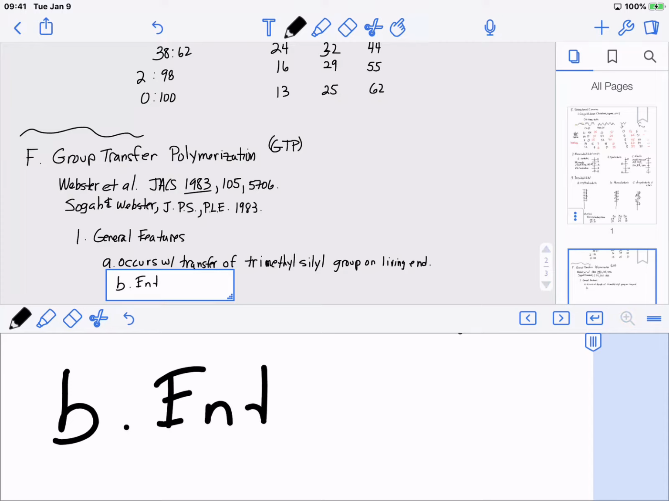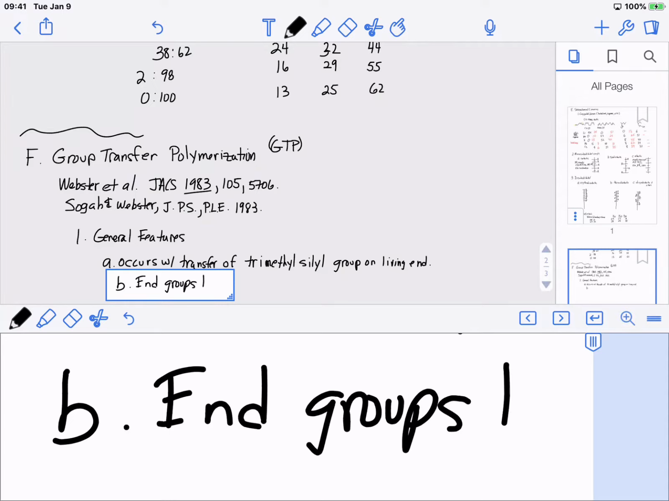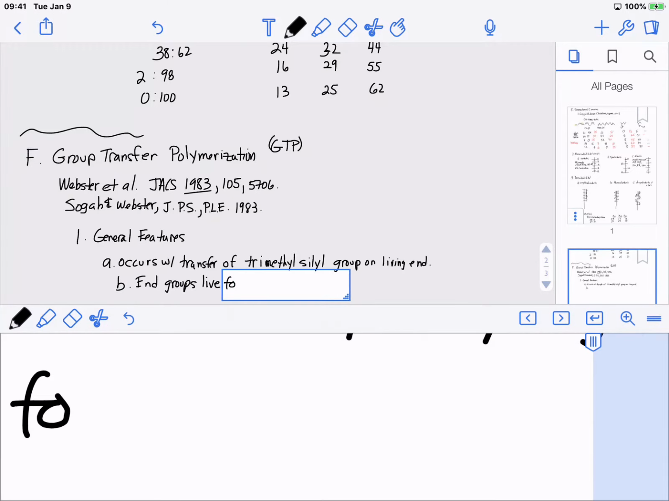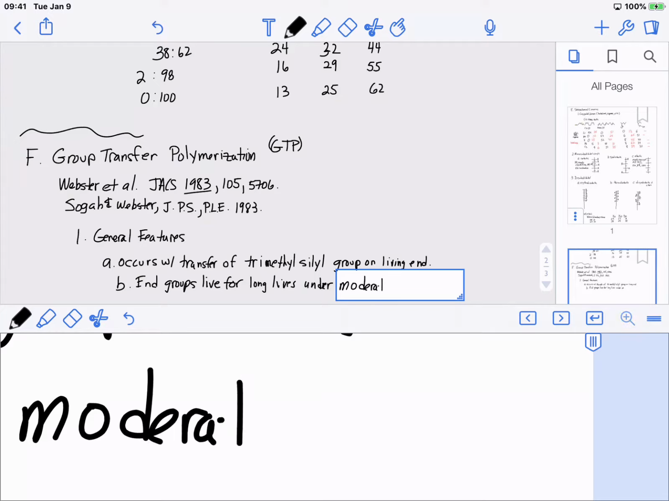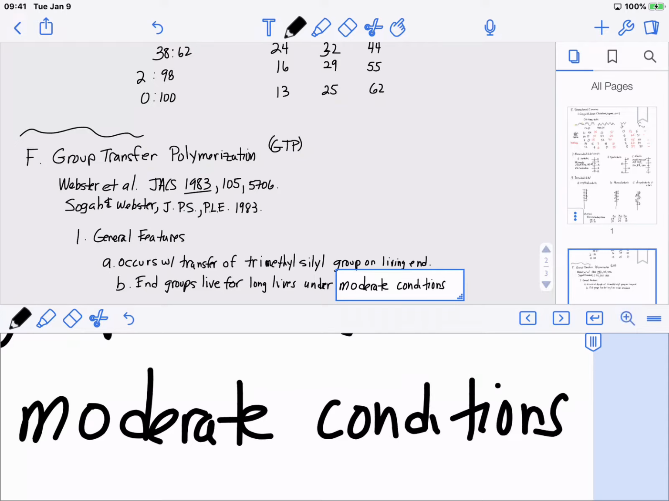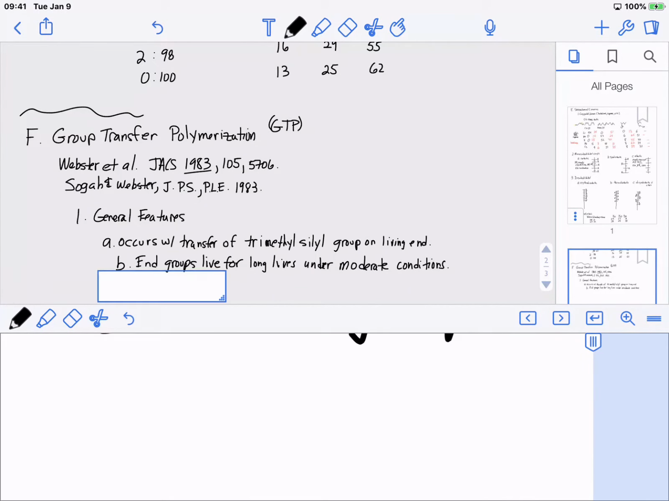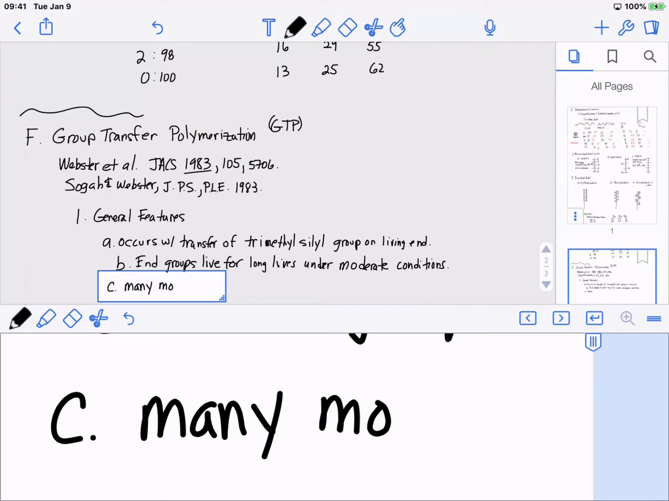The groups live for long lives under moderate conditions. And many monomers can be used.